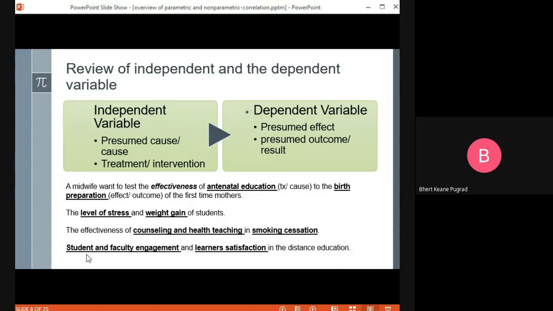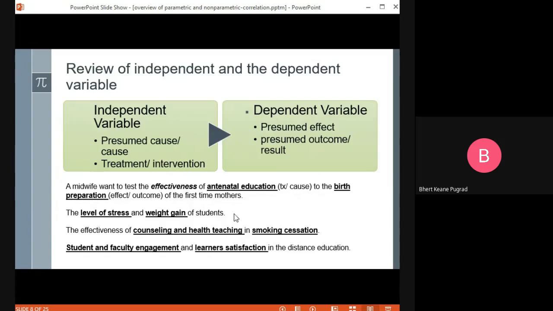And lastly is the student and faculty engagement and learner satisfaction in distance education. So the independent variable here is your student and faculty engagement. And the dependent variable, the presumed effect or the presumed outcome or result of a good student and faculty engagement, is the learner's satisfaction.